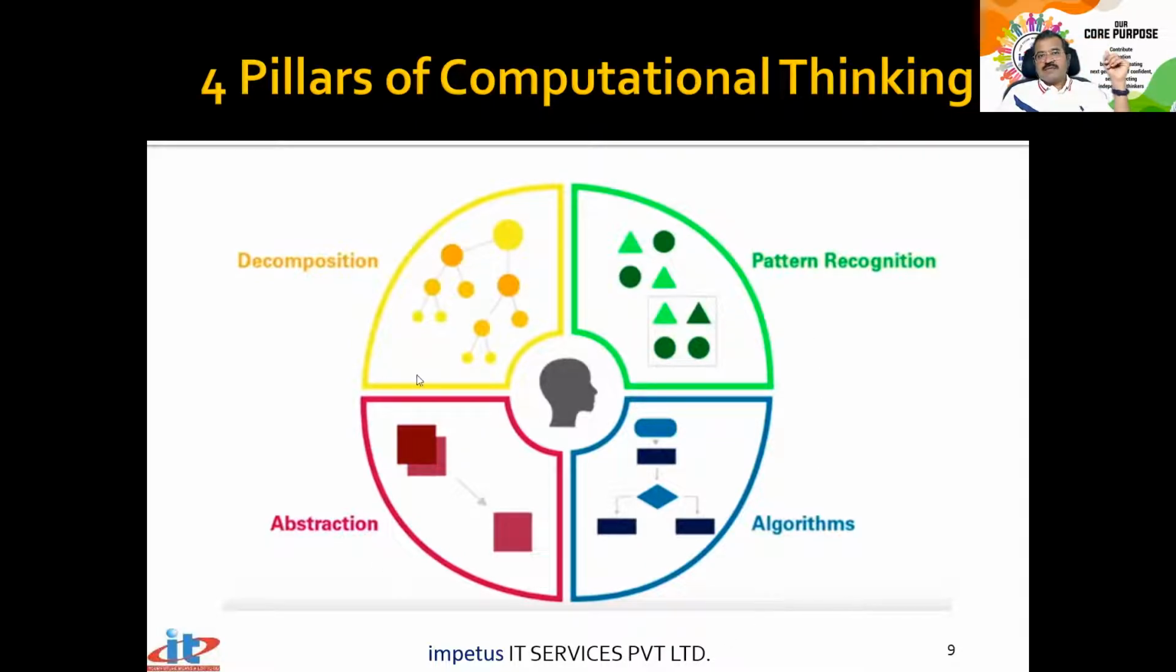So these are 4 parts, 4 pillars that you should be very well aware of: decomposition, pattern recognition, abstraction, and algorithm. So let's talk slightly about the 4 pillars of computational thinking: decomposition, pattern recognition, algorithms, and abstraction. If you can master these 4 techniques, you'll be successful in this field of development. Let's understand each one of them with some simple examples.